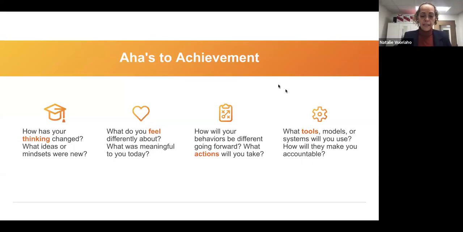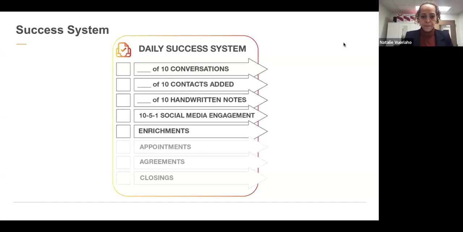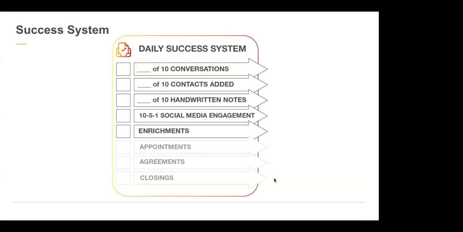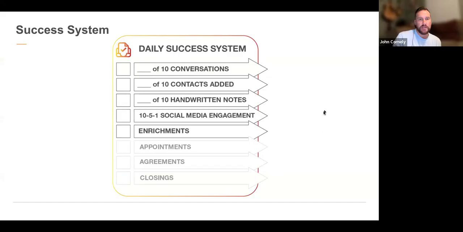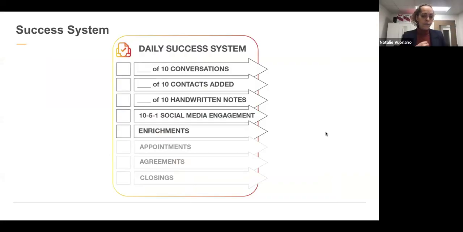All right, I'll give you this. Here's the daily success system that we used to have and use in Ignite all the time. You probably saw this yesterday, yeah? Yes. So every day you should have 10 conversations, 10 contacts added, 10 handwritten notes, and 10-5-1. Can somebody tell me what the 10-5-1 in social media engagement is? 10 likes, 5 comments, and 1 direct message. Yeah. And so I do 5-5-5.